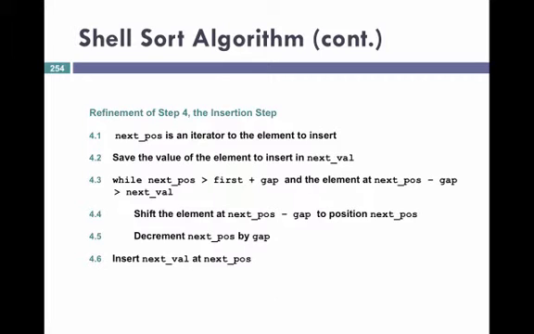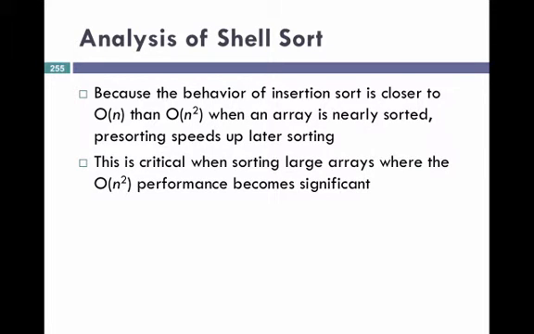Remember the analogy of the card players where you have a sorted deck of cards in your hand, and insertion sort is like picking up a new card and inserting it in its proper position. Now, because the behavior of insertion sort is closer to order n than order n squared when the array is nearly sorted, this pre-sorting speeds up later sorting. So this is critical when sorting large arrays where the order n squared performance becomes significant. The idea with these gaps is we can very quickly get items that are way out of order and push them closer to where they need to be in the final sorted array.